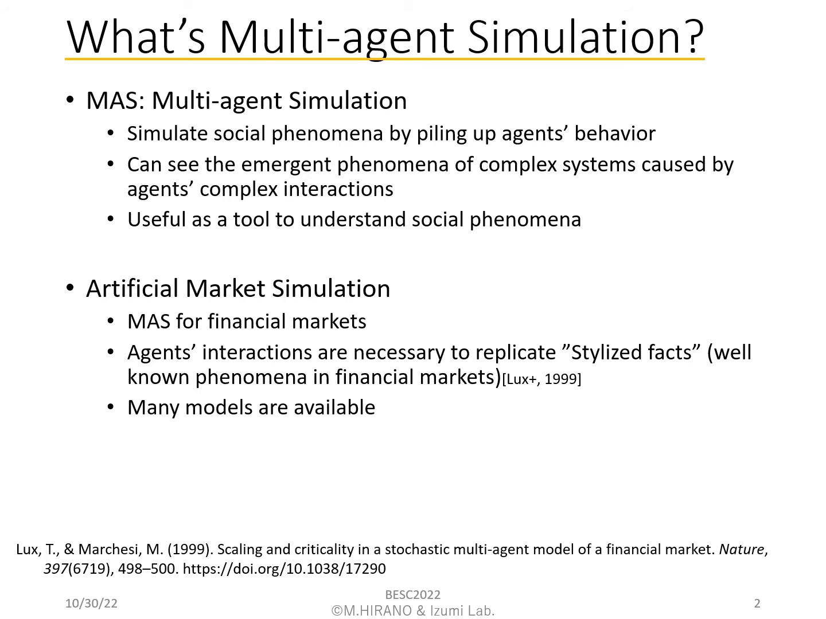Multi-agent simulation is usually called MAS. It uses many agents, and by powering up agent behavior, it simulates social phenomena or other kinds of phenomena. Multi-agent simulation can show the emergent phenomena of complex systems caused by agent interaction, and it is a very useful tool for understanding social phenomena.